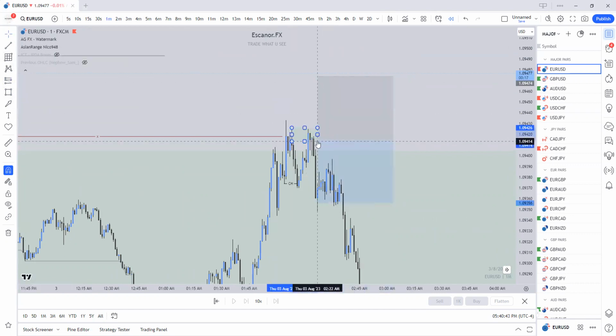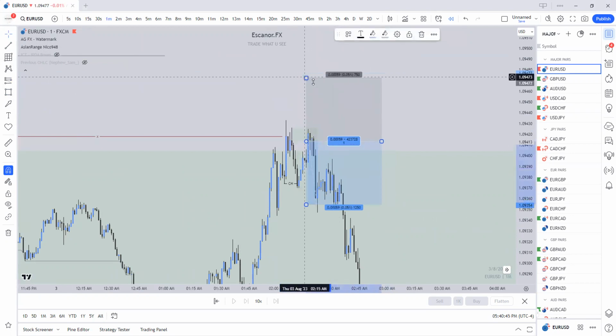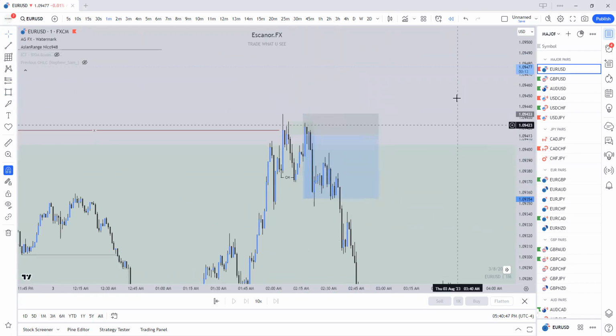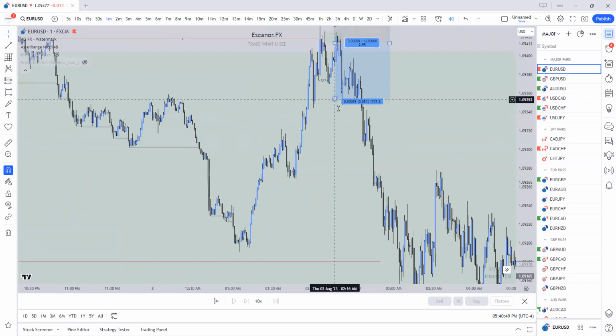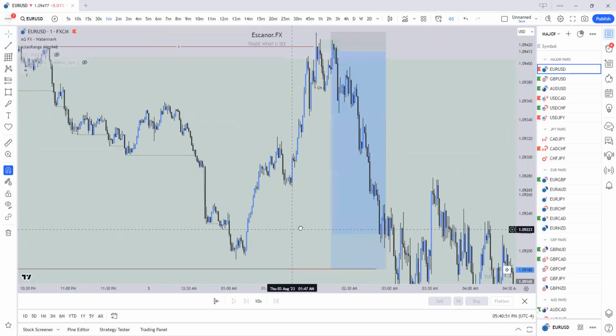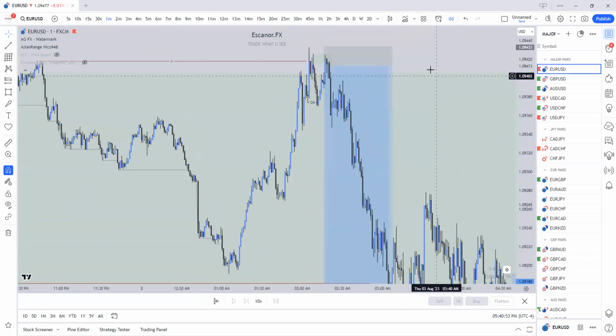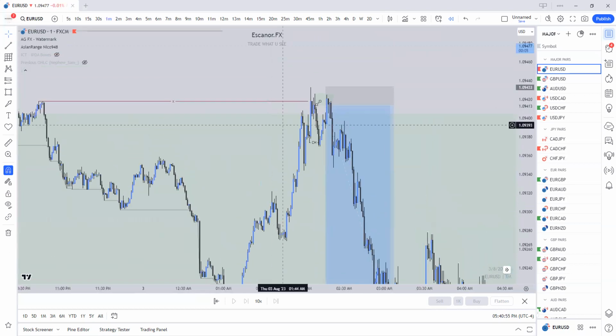Okay, and set your stop loss above this one with a 2 pip stop loss, and target the previous day low here. It's about more than 10 hours. It's a very, very nice trade, but you need to handle those trades.